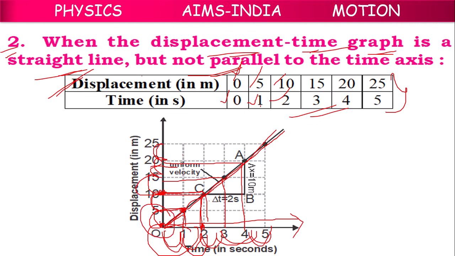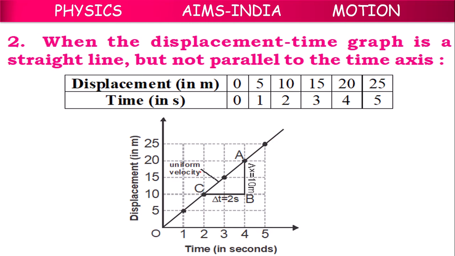So that's why we can tell that the body is traveling with a uniform velocity. If a body covers equal displacements in equal intervals of time, then it is said to be moving with uniform velocity. Uniform velocity.